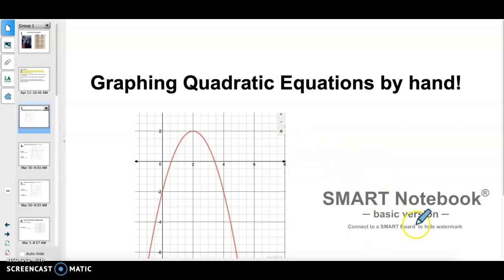I apologize for this weird watermark in the corner. It's just going to say Smart Notebook and I can't get rid of it, so I apologize.